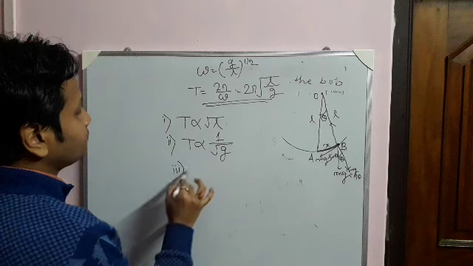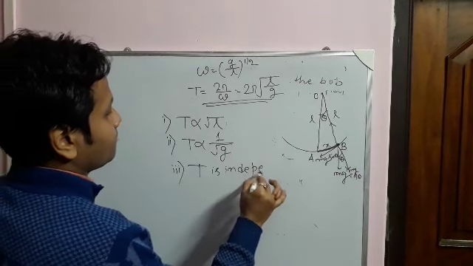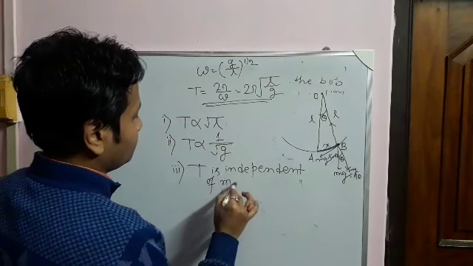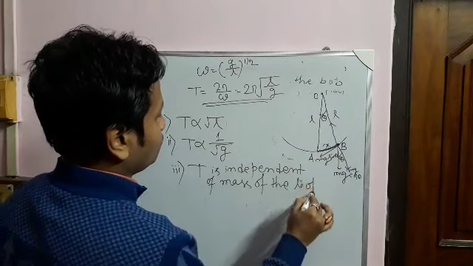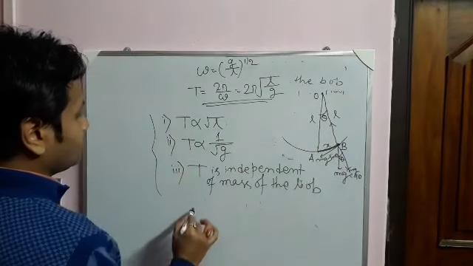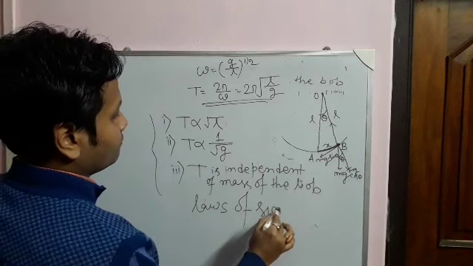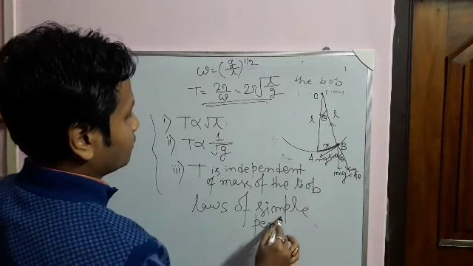So T is independent of the mass of the bob. So what are they? They are the laws of simple pendulum. Okay.